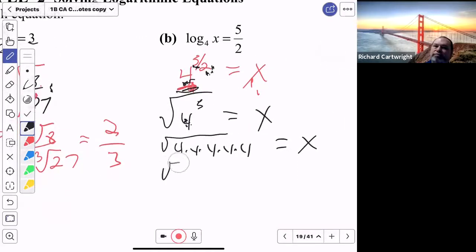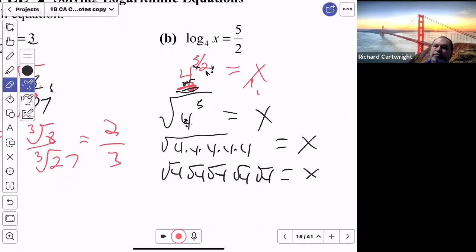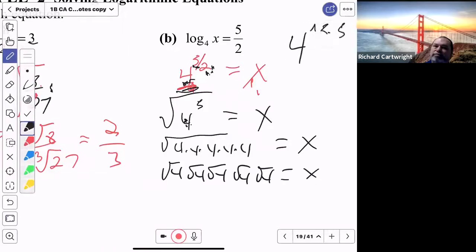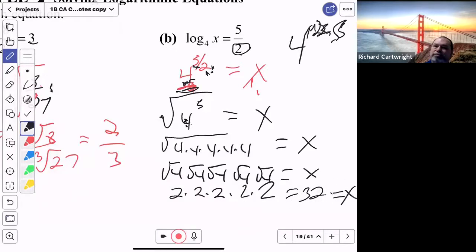That means it's the square root of 4 times the square root of 4 times the square root of 4 times the square root of 4 times the square root of 4. I'm doing a lot of steps to show you that you don't need a calculator. 4 caret 2.5 will give you the answer, but I'm doing it without a calculator because I recognize a square root in that denominator there. So I'm taking advantage of it. 2 times 2 times 2 times 2 times 2 is 32. So that's what x is, 32, without a calculator.